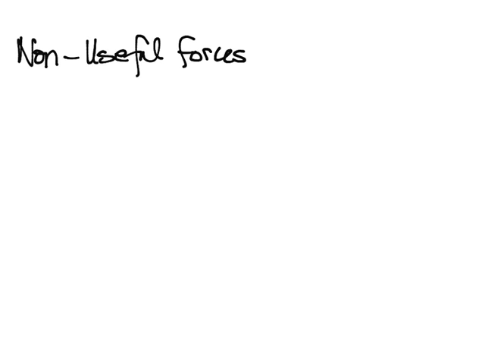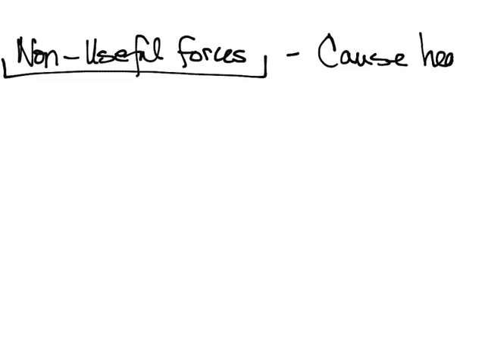Okay, so the next thing we want to talk about is how non-useful forces change the energy of a system. And what we say is that non-useful forces cause heat. Okay, so examples of these non-useful forces are similarly friction, air resistance. Basically, they always slow things down.